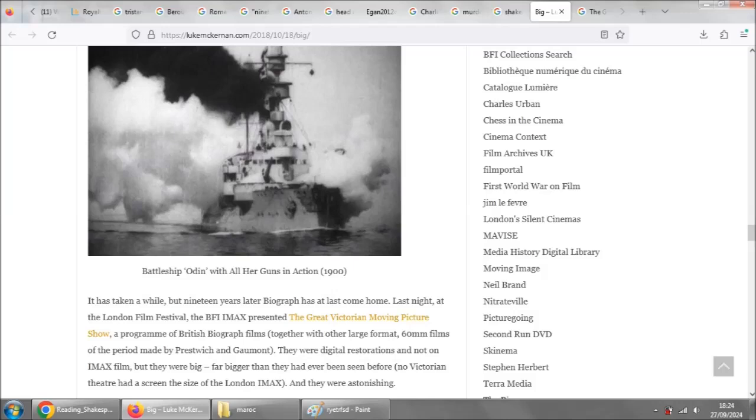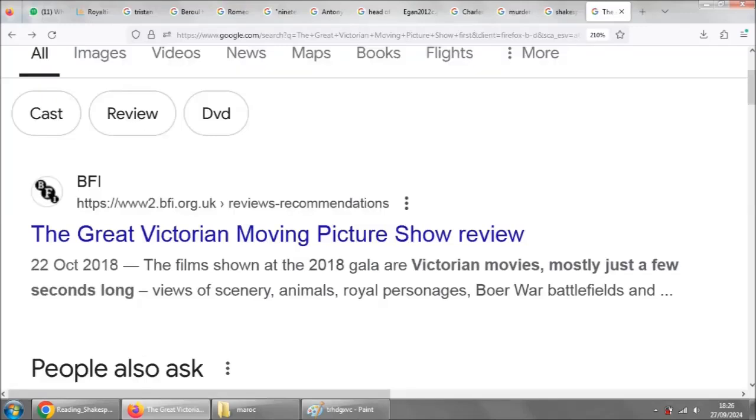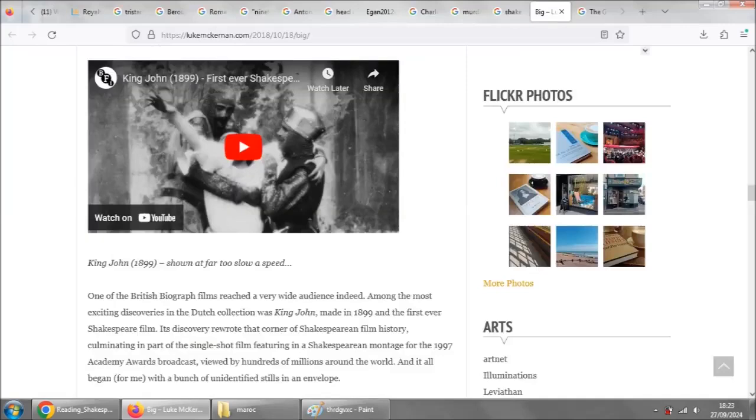and they called it IMAX presented the Great Victorian Moving Picture Show. So that's what they presented. Here it is, in case anybody wants to examine it. And then the film show at the 2018 gala, because they showed it in 2018. And remember that the films were rediscovered after they mysteriously disappeared. Yes, in 1997. I showed it before, so it was 19 years later.